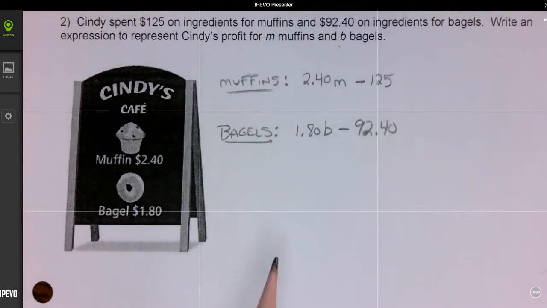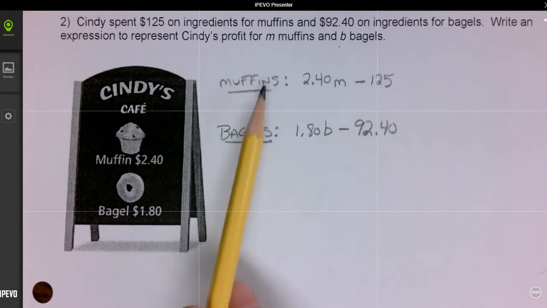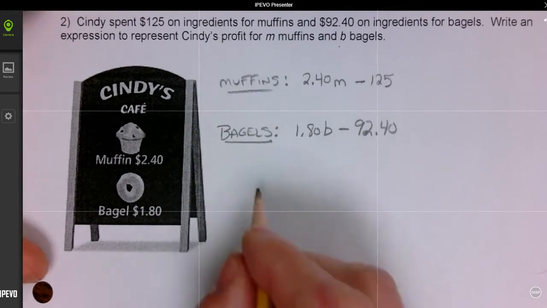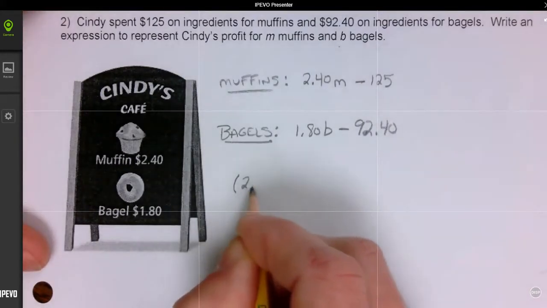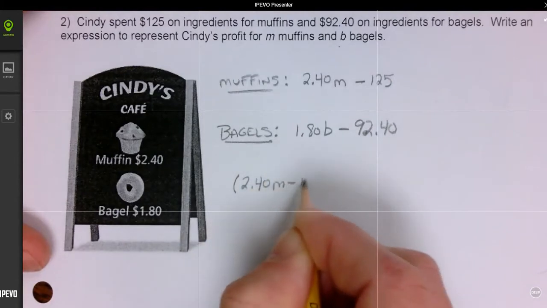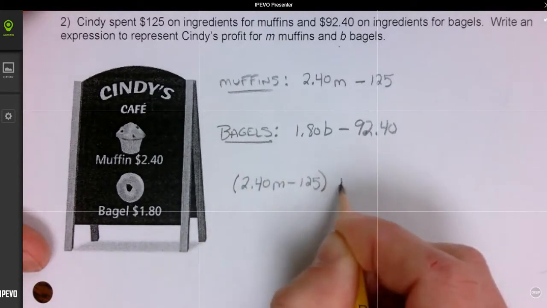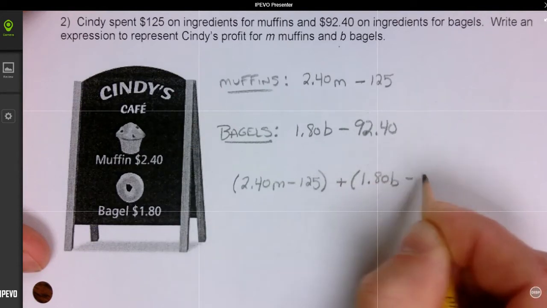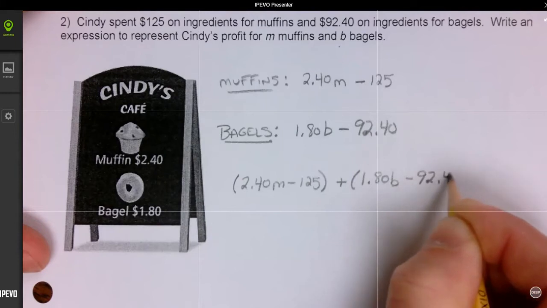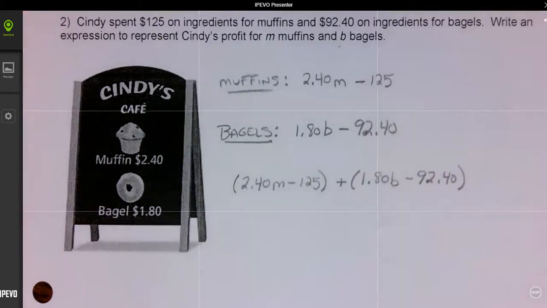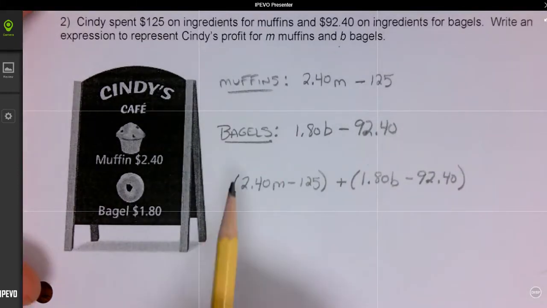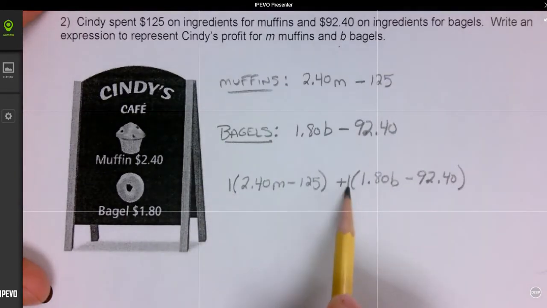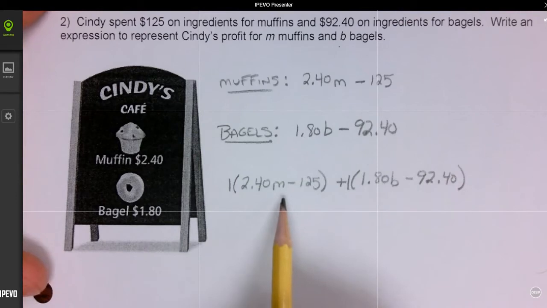Now we want to get the total profit from the muffins and the bagels combined. So again, I'm going to take my muffins, which was $2.40 M minus 125. And I'm going to add that to the bagels, which was $1.80 B minus $92.40. And I need to add these two values together. So again, there's ones in front of each set of parentheses that if you were to distribute, these terms wouldn't change. Okay, so I'm going to list my terms in order.